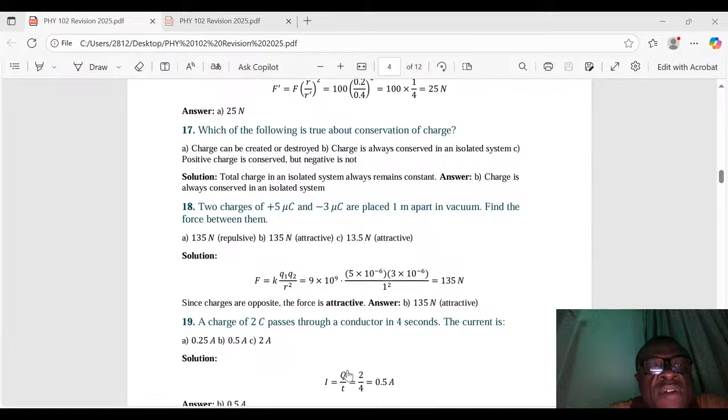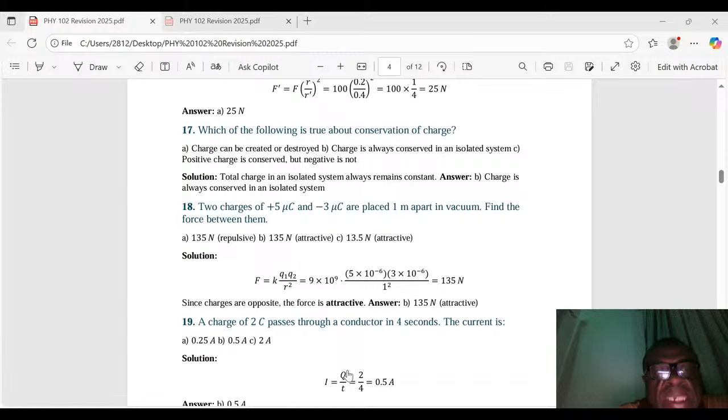So we have solved these similar questions up to 18. Number 18. Two charges of plus 5 microcoulomb. Find the force between them. So we also use Coulomb's law. F is equal to K Q1 Q2 all over R squared. And then we will substitute that. Remember, K is a constant that has a value of 9 times 10 raised to the power 9. So by the time you substitute, you have 135 Newton.